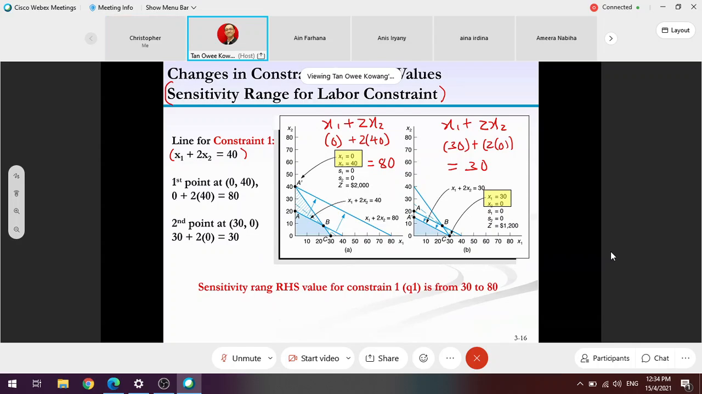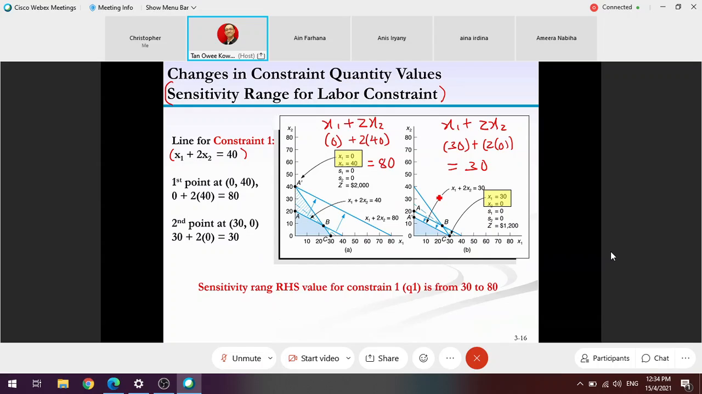Maksudnya, if I'm the boss of this company and I want to change the label, I must make sure that I change within this range. If I don't change within this range, my production will only produce one product. Okay, saya boss, saya kata saya nak kurangkan operator atau saya nak tambah OT, I must make sure that I do it between 30 to 80. Kalau more than 80 or less than 30, the company will not be able to produce 2 products. That is not the optimum solution. So that is the implication.